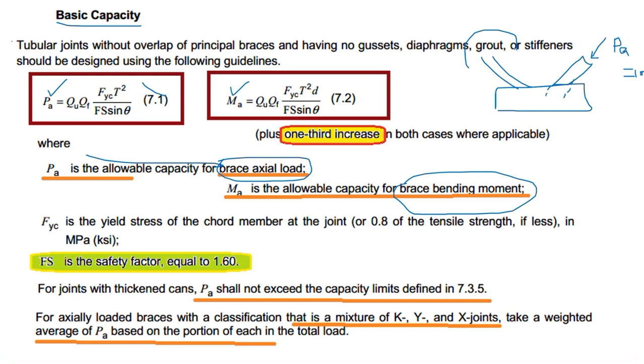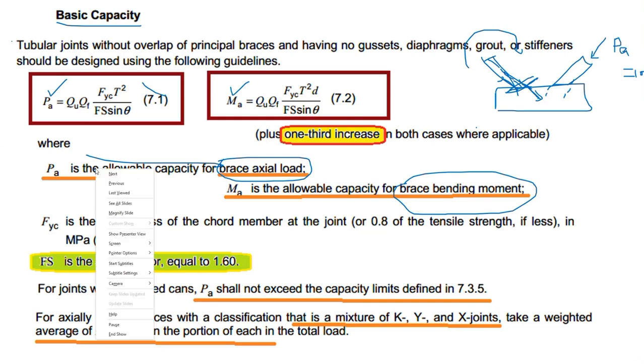In the same way for moment, MA is the allowable capacity of the brace bending moment. Suppose the moment is too high, then at one location it will punch inside and come up, so you can see the can might be oversized. To avoid all these things there is a limitation. We cannot go more than this MA value for the brace, and we cannot go more than this PA value. So it depends on how to calculate this PA, and that's defined here in the API RP2A.